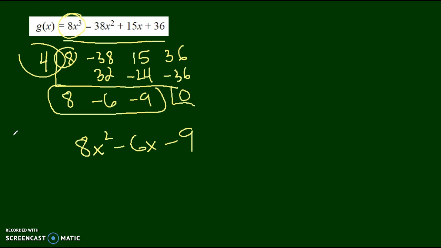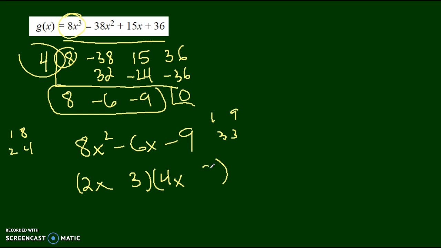I'm going to think of things that multiply to make 8. So maybe it's 1 and 8, maybe it's 2 and 4. And things that multiply to make 9: 1 and 9, 3 and 3. And I'm going to try the 2x and the 4x to get 8x squared. And then to get 9, I'm going to go with 3 and 3, just to see what happens.